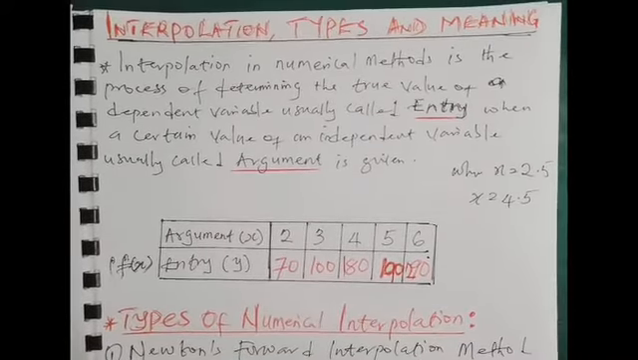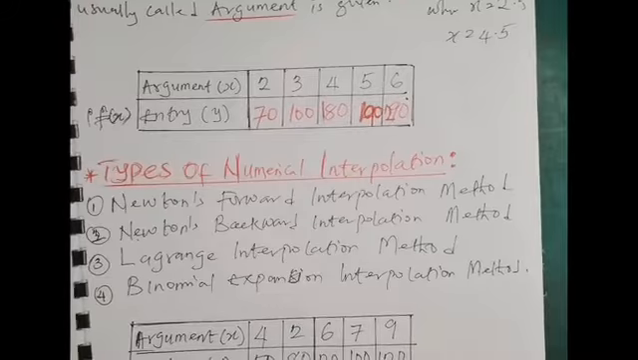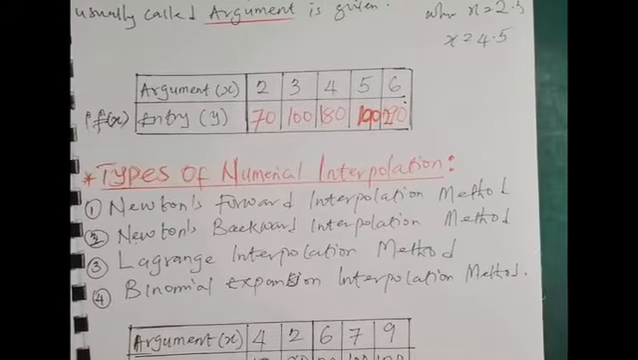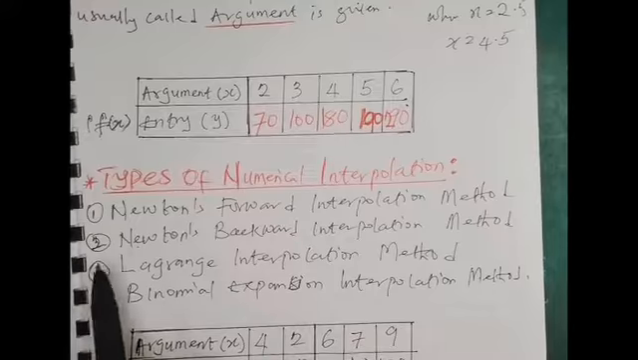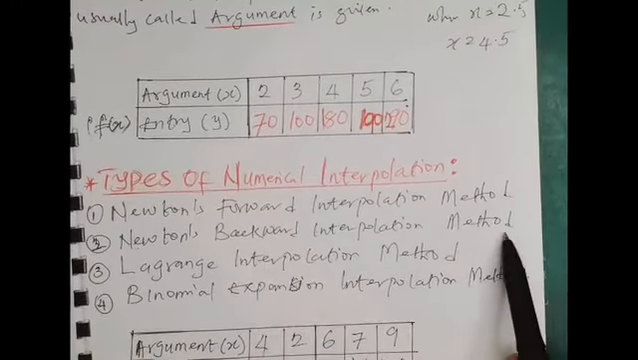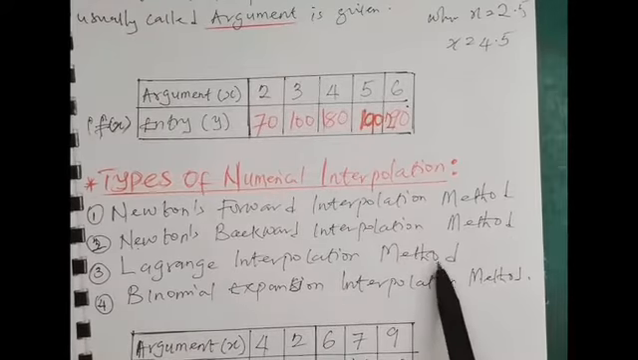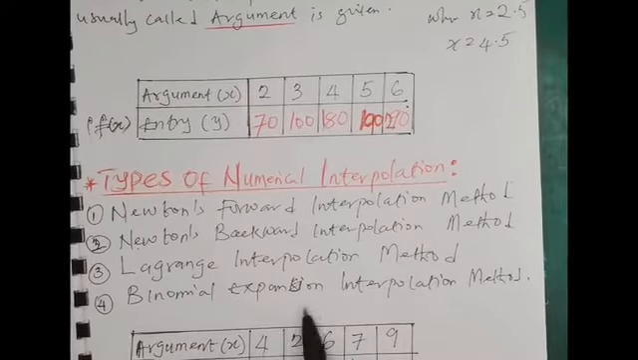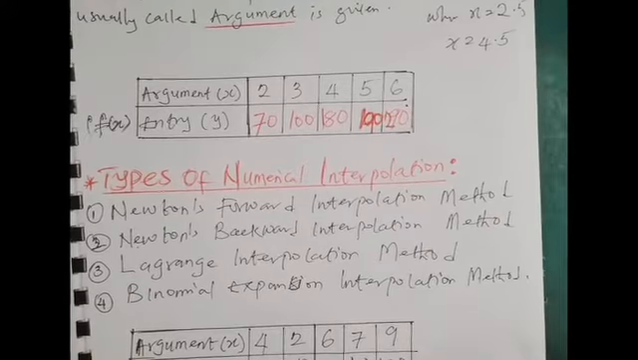But then, what type of interpolation do we employ to solving this? That brings us to the types of interpolation that we have. So I'm going to mention only 4 in this video, and I'll go as far as explaining the 4 and how you can apply them to solving any problem in numerical methods. Amongst the types of interpolation, we have highlighted 4. We have the Newton's forward interpolation method, the Newton's backward interpolation method, the Lagrange interpolation method, and finally the binomial expansion interpolation method.